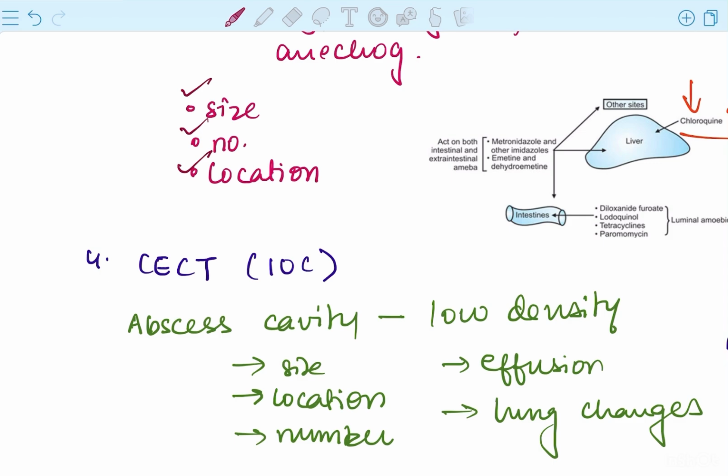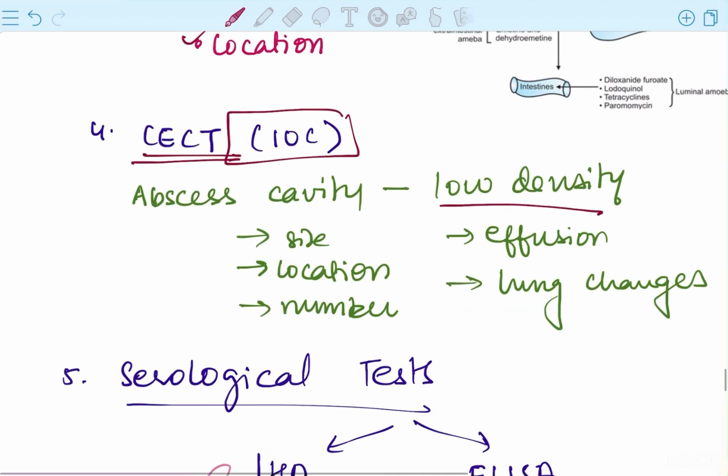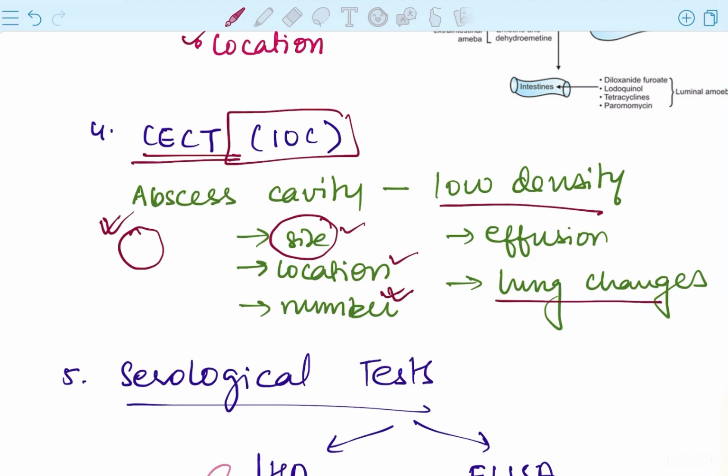Fourthly, the CECT, contrast enhanced CT. This is the investigation of choice. The abscess cavity appears to be low in density. So you can see the size of the abscess, how big it is. The size is important for the management, whether you can give medical management or go into surgical management. So for that you have to know the size, you have to know the location in order to intervene. You should know the number of abscesses present and if there are any lung changes or effusion in the lungs.